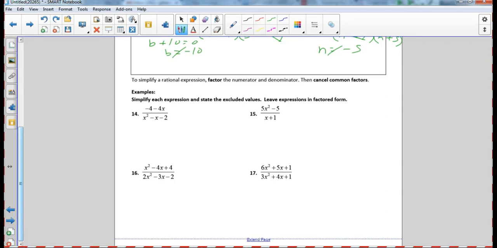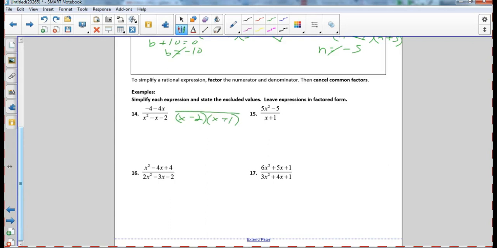Okay, to simplify, we're going to factor and then cancel. So on the top here, we end up with one of two choices actually. I want to talk about that. So I'm going to factor the bottom first, and I'll tell you why. The bottom is going to end up being x minus 2, x plus 1.